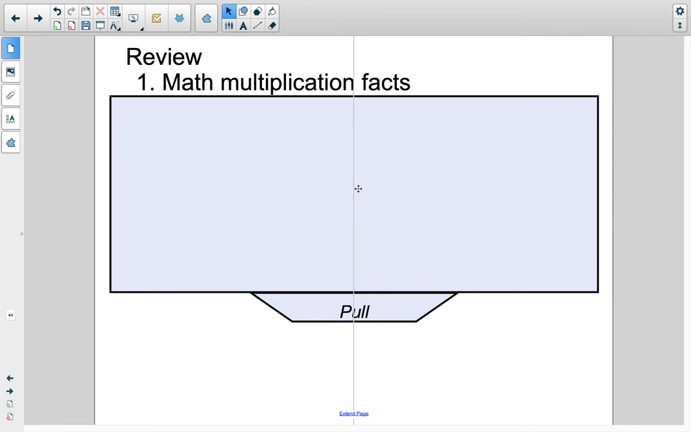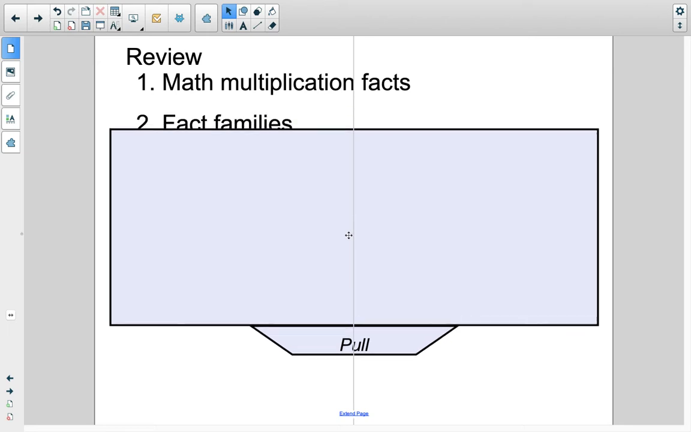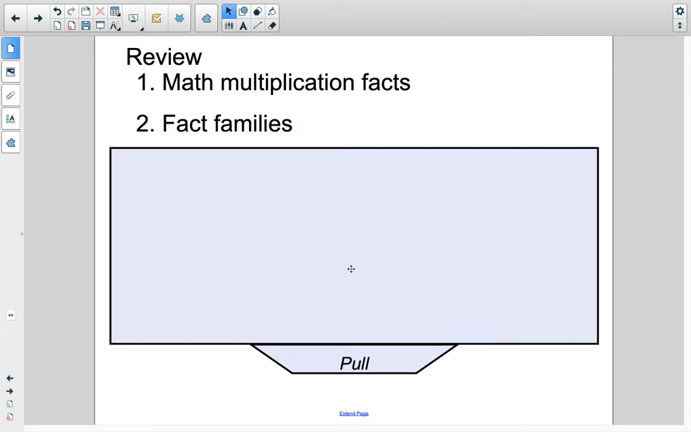Okay, so basically what we started off with was multiplication facts. I showed you some tricks on how to memorize those multiplication facts. Hopefully those are going okay. We talked about fact families and the way that you could go 3 times 2 equals 6, which can also be written as 2 times 3 equals 6. And then you can also do 6 divided by 3 equals 2 and 6 divided by 2 equals 3.